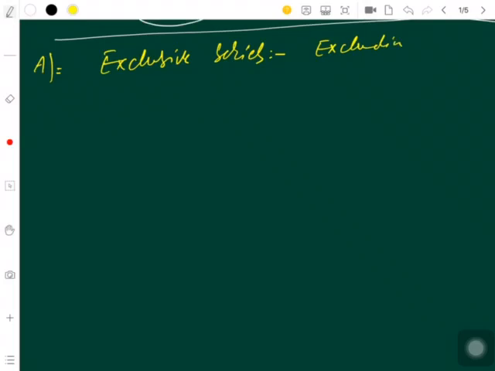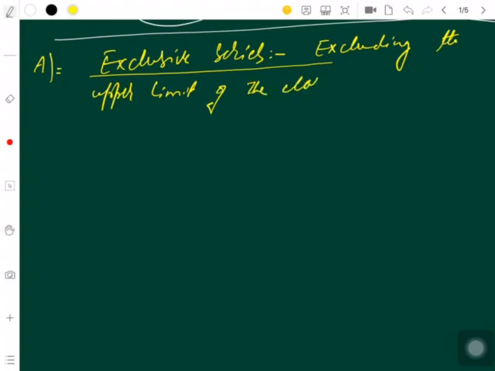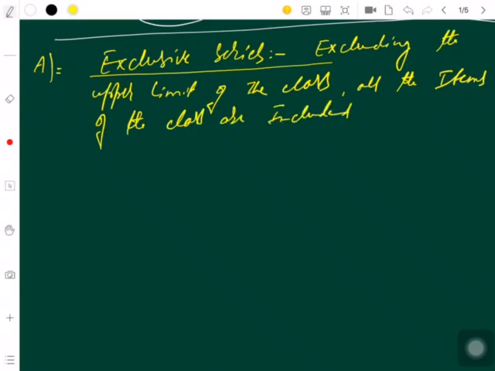Excluding the upper limit of the class, all the items of the class are included, okay, in the class itself.